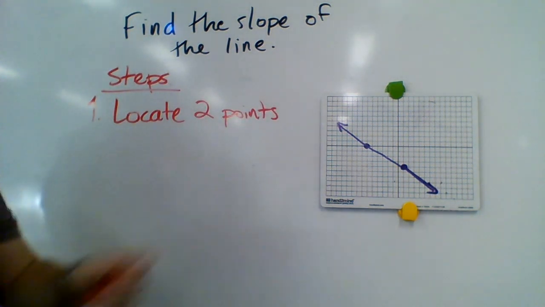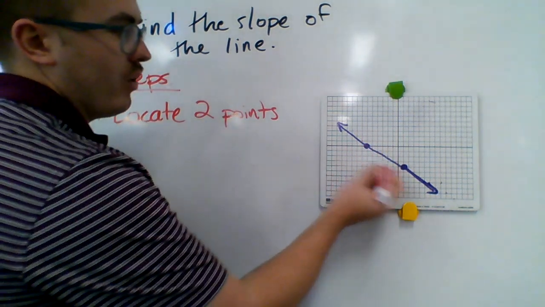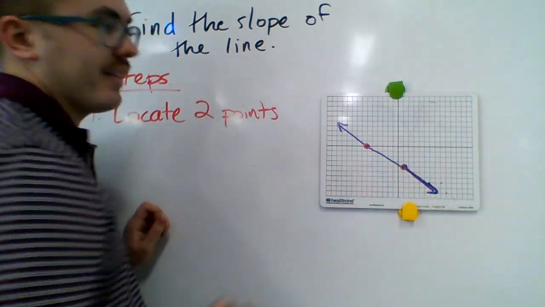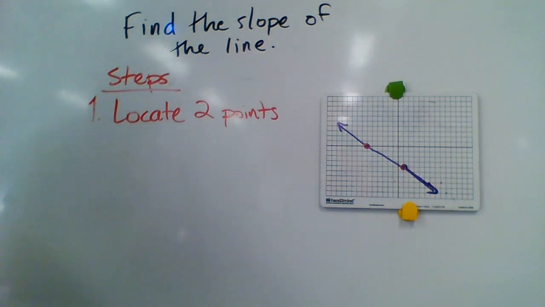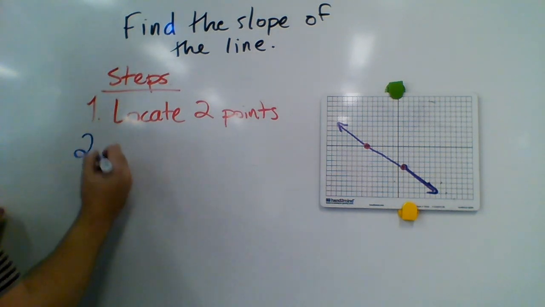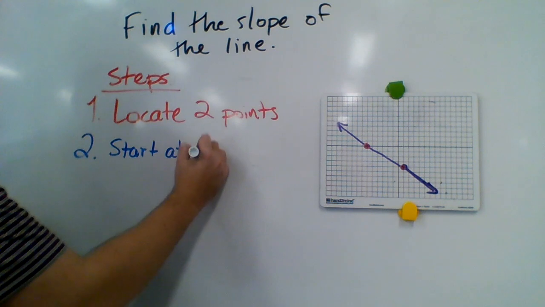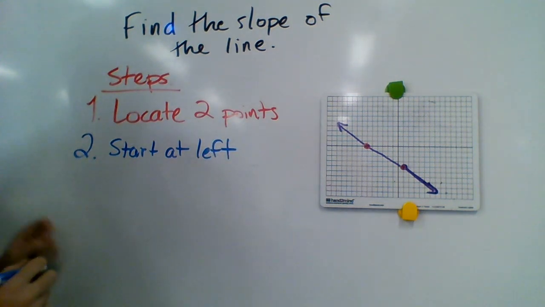So on this one, it's easy. On my graph, it only gives me 2 points. I've got this point here, and I've got that point there. Step number 2, we're going to start at the left point, always the left point first.